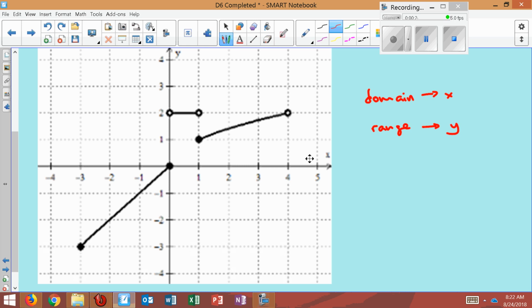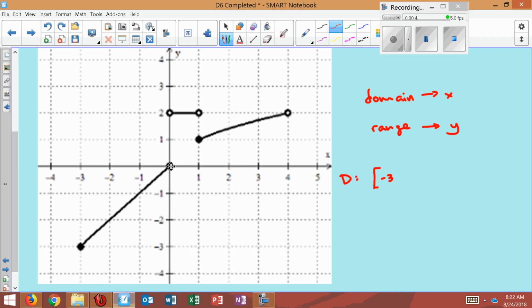So domain means how far left are we looking, how far right. Well, this graph travels left to this point here, so it starts at -3. And it's a closed circle. So closed circle means a bracket. So for the domain, I would have from -3, and this continues all the way on, and we were looking at the x-axis till this point here.